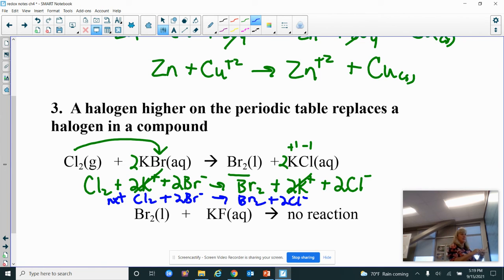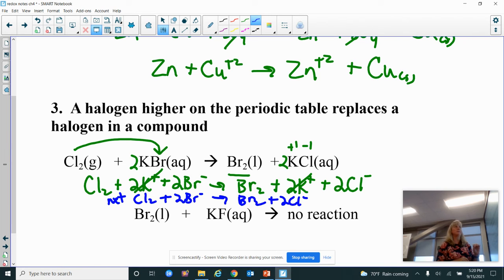This next one would be bromine trying to replace fluorine. No, that's not going to happen. When we look at the periodic table, fluorine's the most reactive halogen. None of the other halogens are going to be able to replace it. So that is no reaction. Okay, so 3 different kinds of single replacement reactions. You need to know and be on the lookout for all 3 of those.